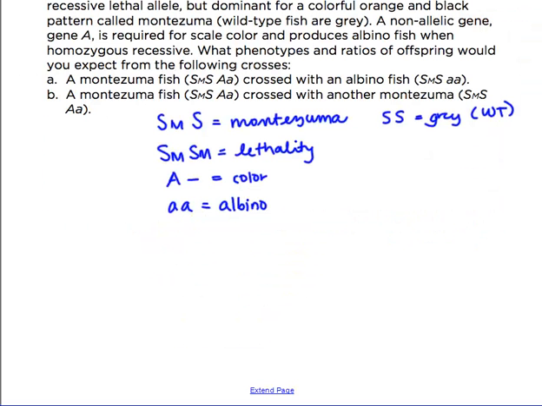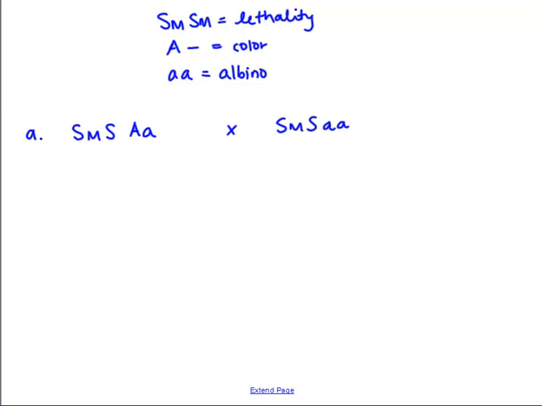Okay, so let's look at cross A. You're crossing a Montezuma fish, which is SM, S, big A, little a, with an albino fish, which is SM, S, little a, little a. To figure out the offspring of this cross, let's do the simple line method, but we have to be careful because there is a lethal allele in this population. So let's just do the simple Punnett square first for the S gene, just so I can show you something.